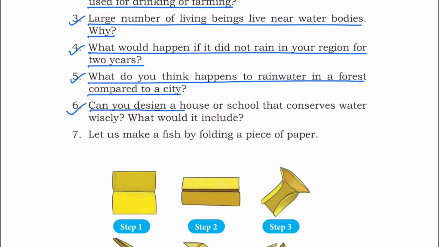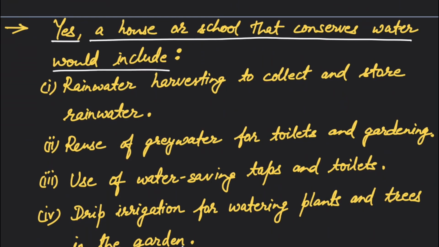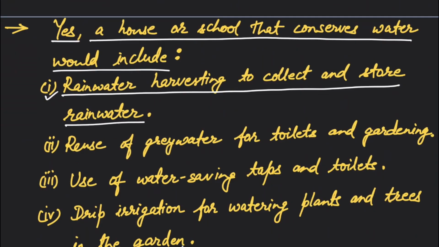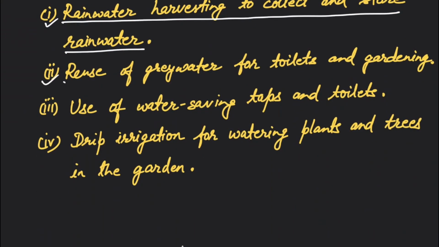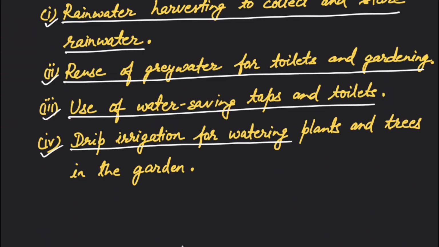6. Can you design a house or a school that conserves water wisely? What would it include? Yes, a house or a school that conserves water would include: 1. Rainwater harvesting to collect and store rainwater. 2. Reuse of grey water for toilets and gardening. 3. Use of water saving taps and toilets. 4. Drip irrigation for watering plants and trees in the garden.